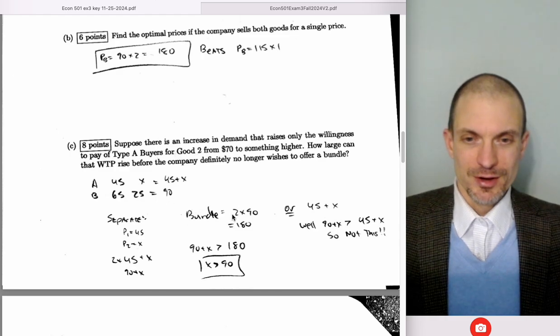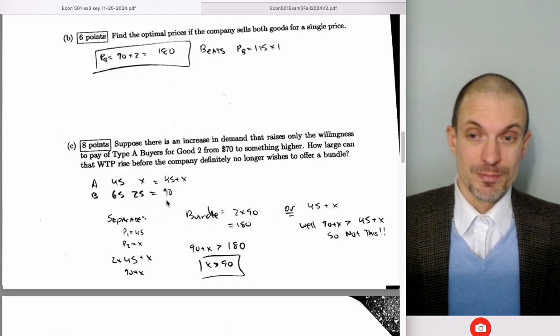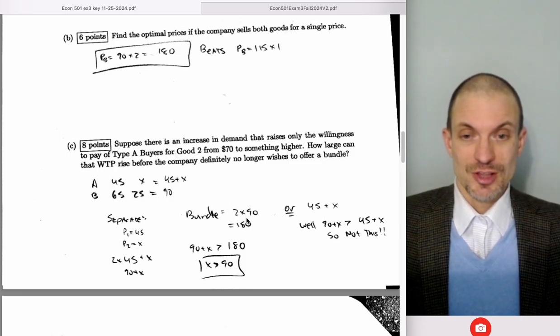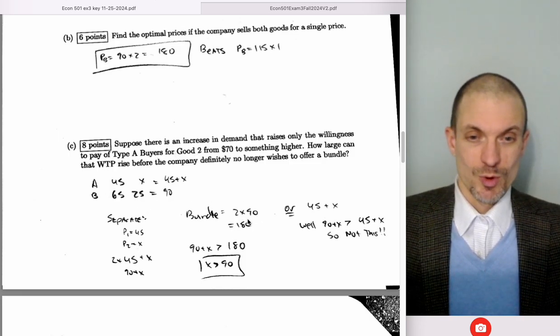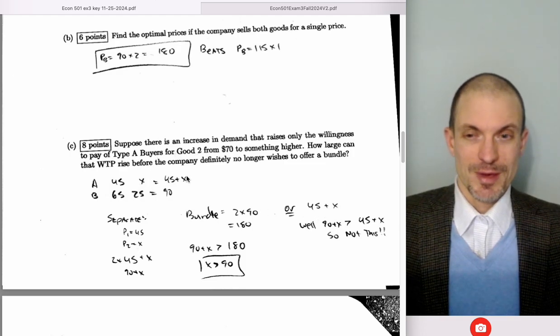And if we sell the bundle, we could either sell the bundle that consumer type B likes, in which case we'll sell to both consumers and our revenues would be 180, or we can set the bundle based on what consumer type A would want, that's 45 plus X.